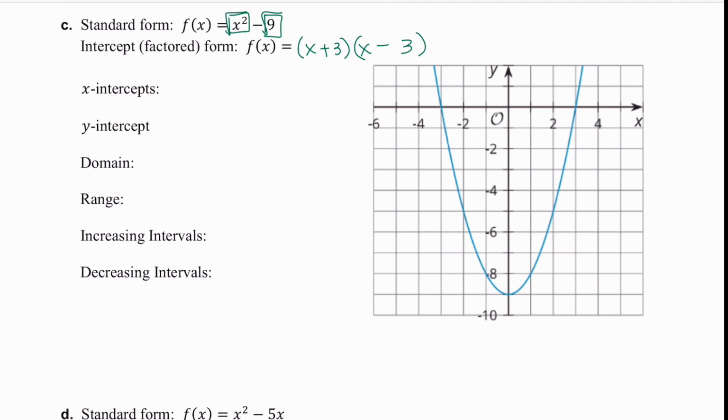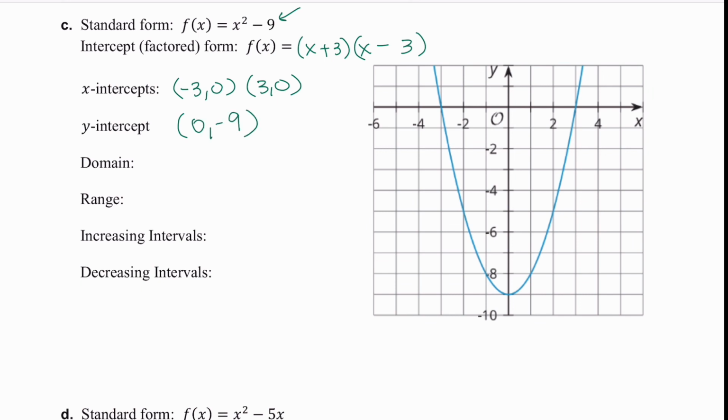If I find my intercepts, I'm going to set both of these equal to 0, and I'm going to have negative 3, 0, and 3, 0. So if I set this one equal to 0, x plus 3 equals 0, I get a negative 3, which gives me this intercept. And if I set this piece equal to 0, x minus 3 equals 0, I add 3 to both sides, and so I get a positive 3. My y-intercept I can get from the standard form. This number right here is my y-intercept at 0, negative 9.